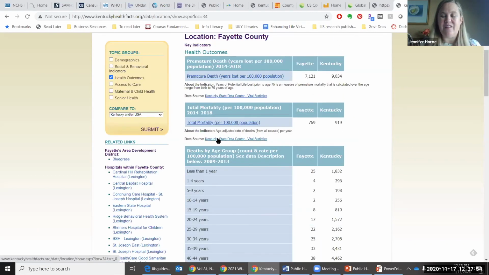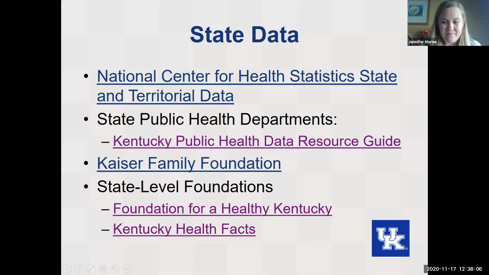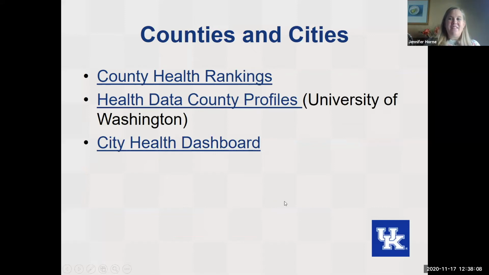So this is just a compilation of a lot of different data sources. So it is always useful. One of the most useful things you can do is take a look at the data source, and then you can always follow it to see if there's similar data out there. Same thing for counties and cities.